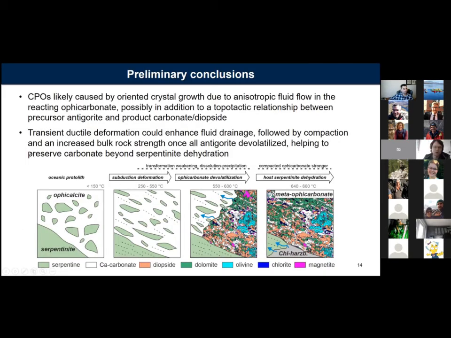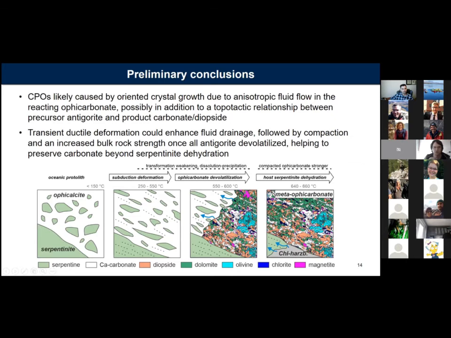So to conclude, to have some first conclusions and implications, we can speculate that the crystal preferred orientations are likely caused by oriented crystal growth due to anisotropic fluid flow in the reacting ophicarbonate, possibly in addition to a topotactic relationship between precursor antigorite and the product carbonate and diopside.